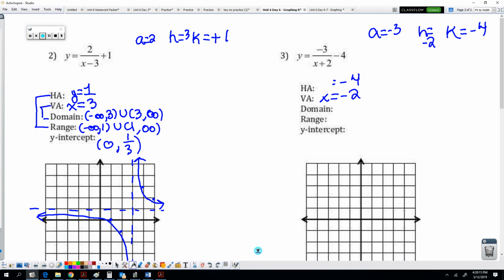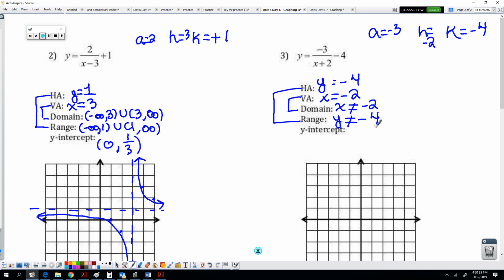Big eraser. There we go. Much better. So now what we can do is write down our domain and our range. So my vertical asymptote goes in my domain. And we can write it as x cannot equal -2. And my y cannot equal -4.